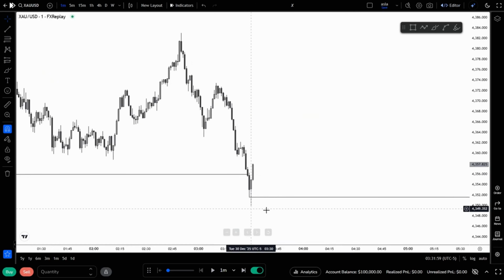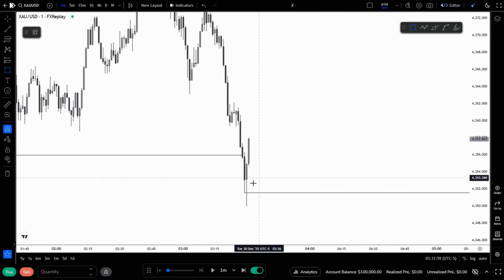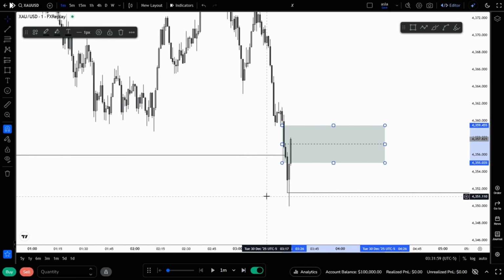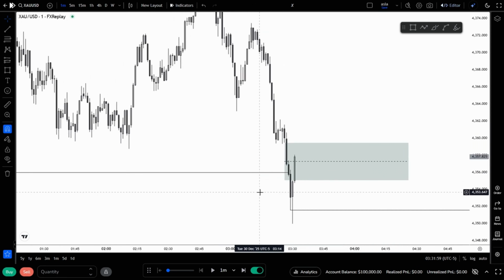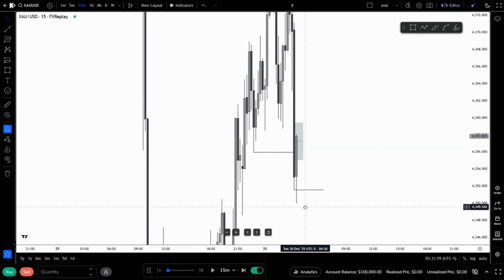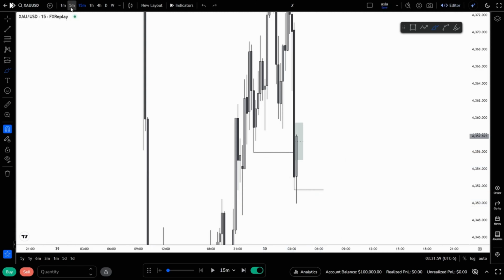Now, if we are going to look for an inversion setup here, what do we need? We need a sweep of the previous low, ideally a meaningful low. Even better if we have SMT confluence. After that sweep, we want to see an inversion fair value gap form with displacement. You can see we do get a sweep of that previous low right here. So step one is complete. Liquidity has been taken. Now the question becomes, do we get a clean inversion?